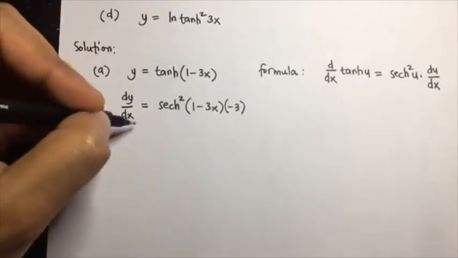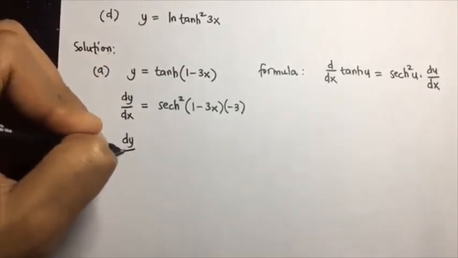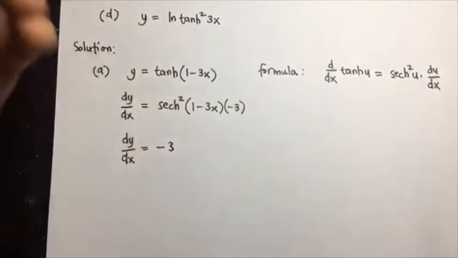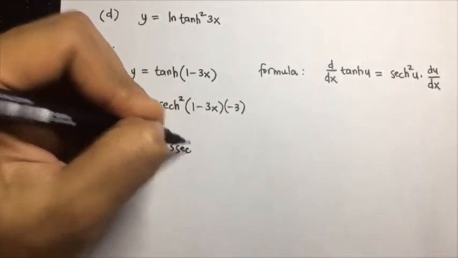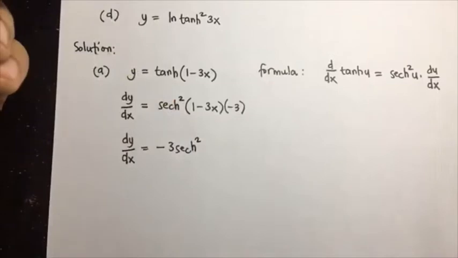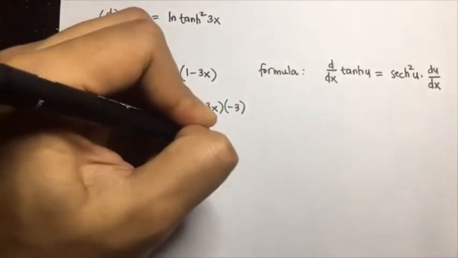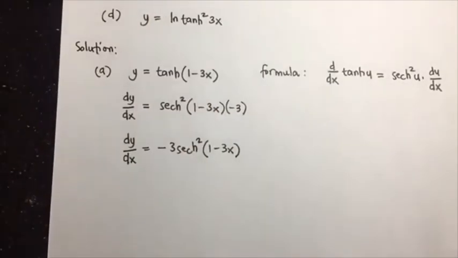So, very simple, the derivative of y with respect to x is equal to negative 3 hyperbolic secant squared of 1 minus 3x.